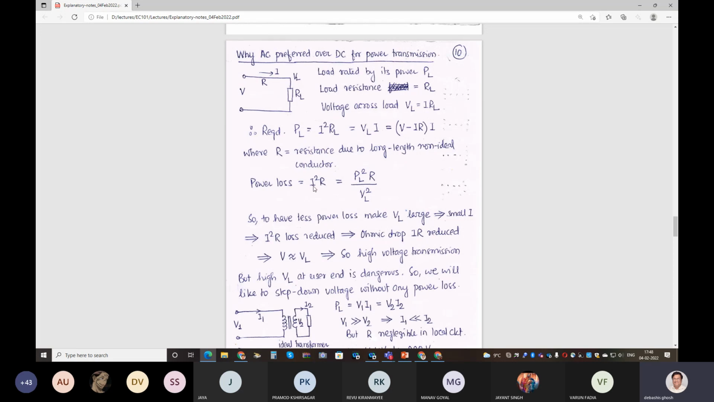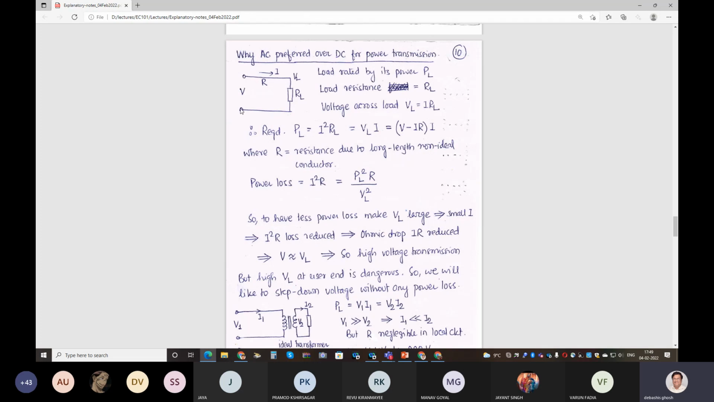In order to lower down my I, the only way I can do it is now increasing VL. Now, as I have said, what is VL? VL is V minus IR. When I am trying to reduce my I, then obviously this IR will be smaller and smaller. So V will be almost coming down equal to VL. That means in order to increase my VL, I will increase my V. I have to increase my V.